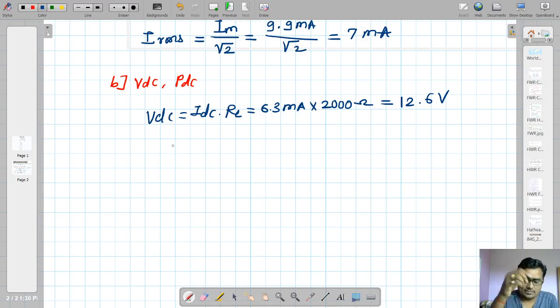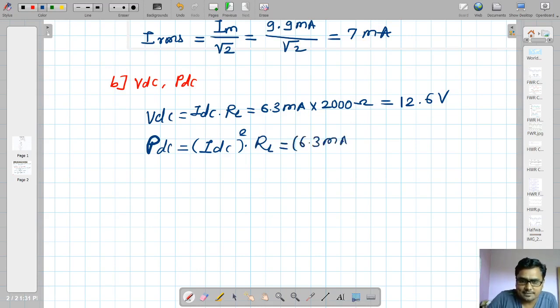So VDC we have calculated. PDC is still pending. Now how to calculate the PDC? It is IDC square multiplied by the value of RL. Now IDC is 6.3 milliamperes square, multiplied by, I will write cross here, 2000.